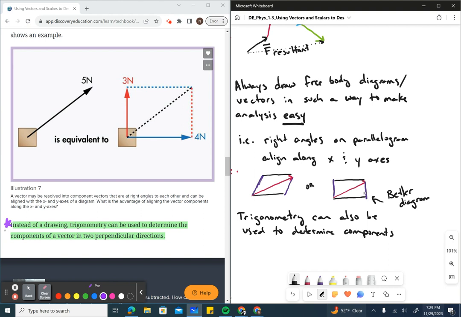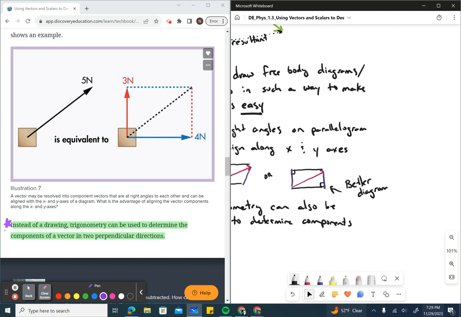Why? Because you have been able to create your 90 degrees. This is going to make it a lot easier for analysis. Better diagram, easier to analyze.